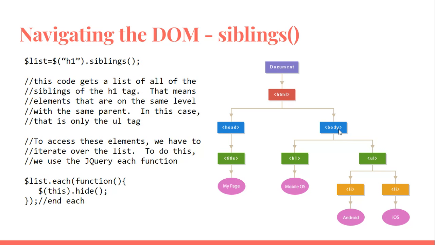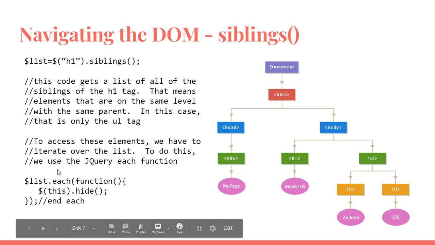Siblings work the same way. Siblings finds an element and then creates a list of all of those siblings. In this case, we're looking at H1, and then we're going to get all the siblings, which is just in this case the UL tag. Again, we can cycle through that, and it's list.each and this.hide. And what that would do is hide this entire unordered list.